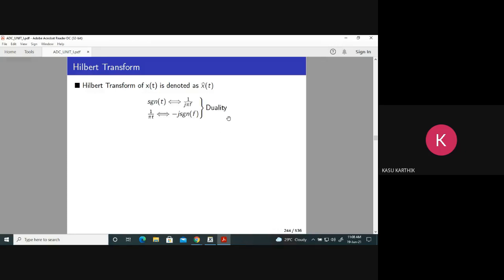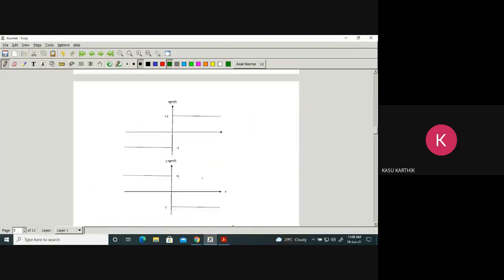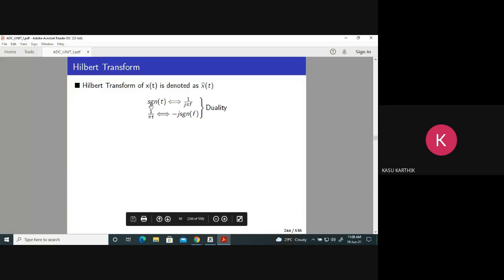Now this is a duality. You know the signum function, right? Signum of t is 1 for t greater than 0 and -1 for t less than 0. The Fourier transform of the signum function is 1 by j pi f. So 1 by pi t will have a Fourier transform of minus j signum of f.